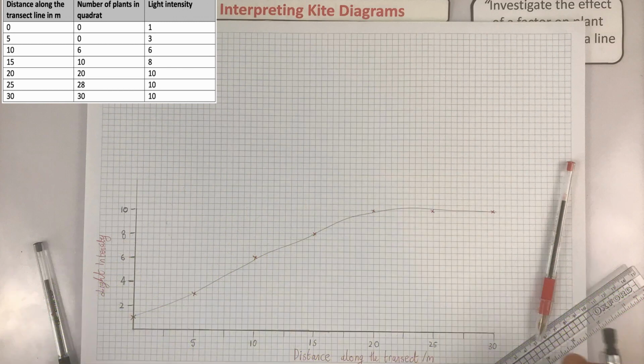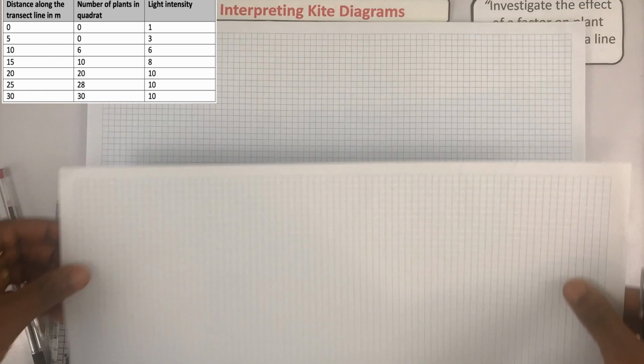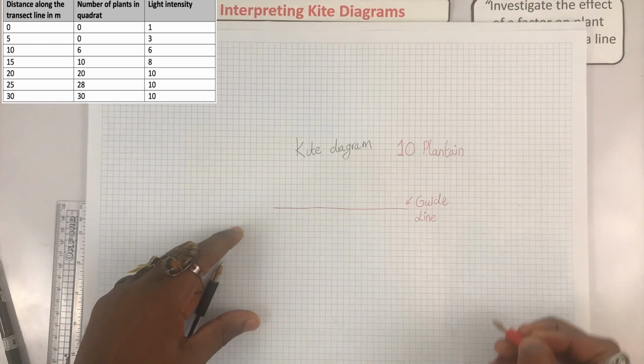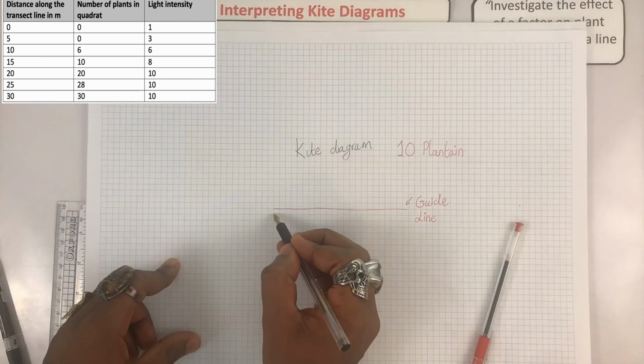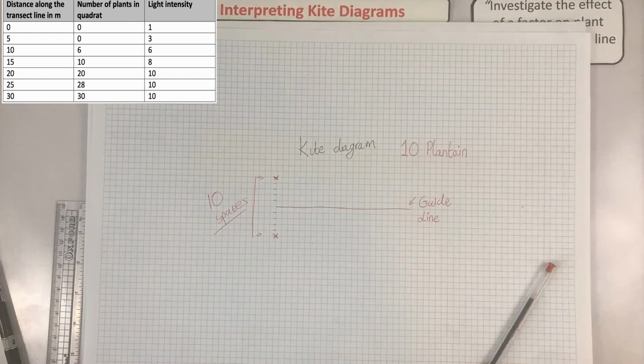A kite diagram is a symmetrical diagram showing how much of something you have in a specific area. So you first start off with a guideline, which is at your 0 point, and let's say for example, I had 10 plants at a specific area. That would mean that I need to have 5 points above the guideline and 5 points below the guideline. So let's apply that.